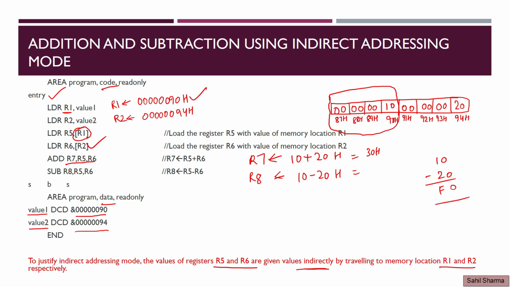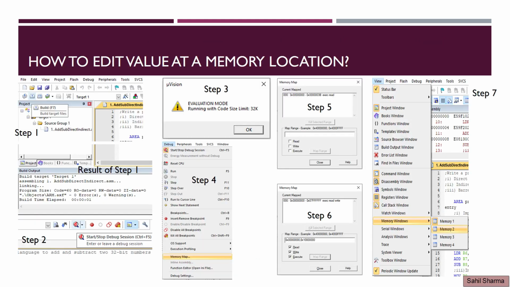So 10 minus 20H means the answer will be, well, here we saw that I took 4 bytes of value at 90H as 10, and here we saw I took value of 20 at 94H. Now we should learn how to do this in our memory. So how to edit value at a memory location.